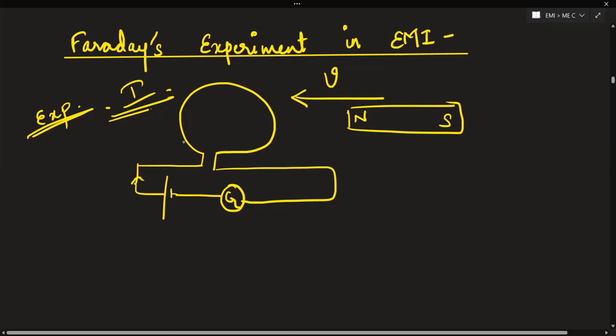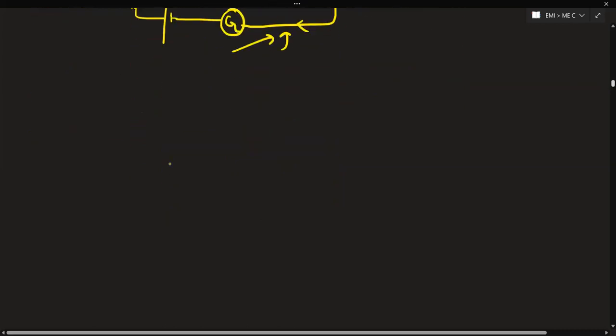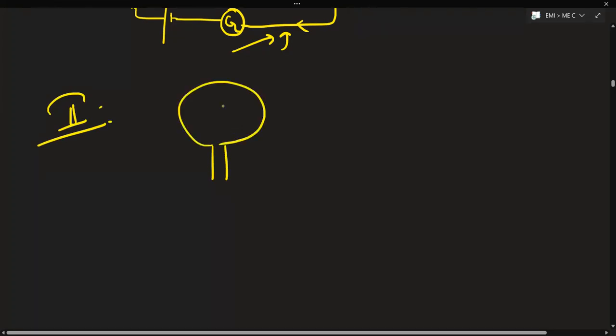Now, current was obviously flowing. Current started flowing, and what was observed? The galvanometer showed a slight deflection. Fine, this was one thing. Then what did he do? Secondly, he took the same apparatus. This was the loop. The loop was a rough loop, not a proper circle. You can create it by yourself.